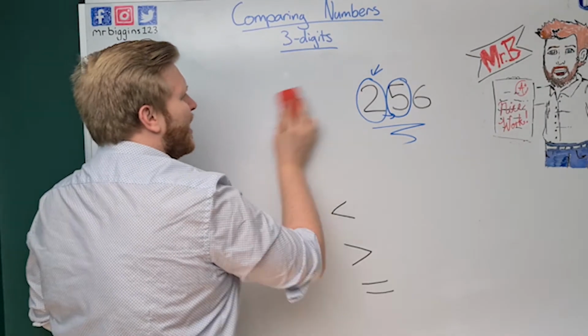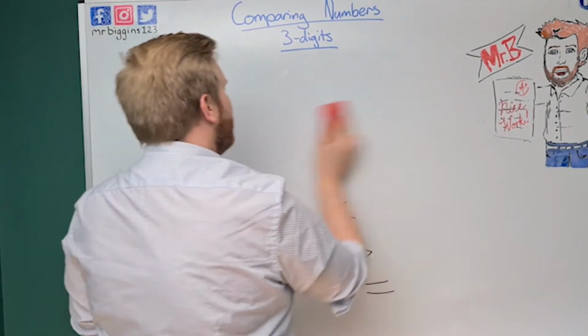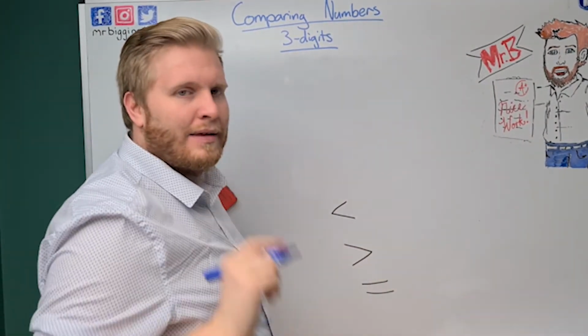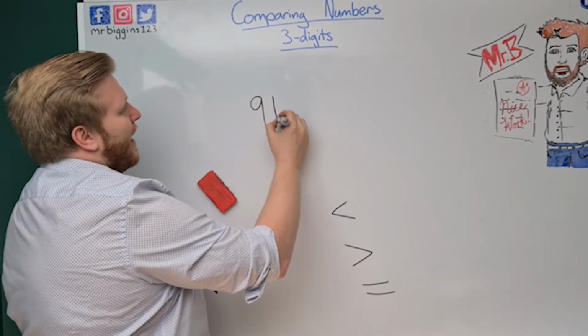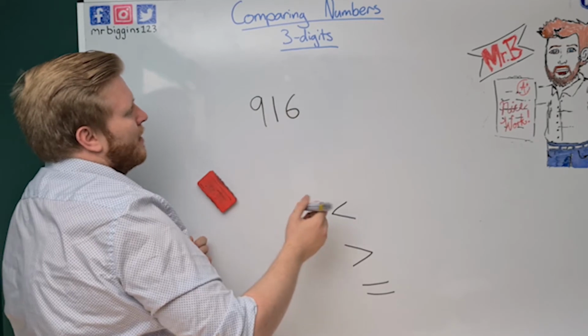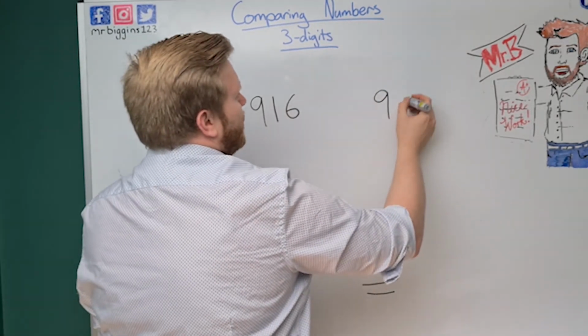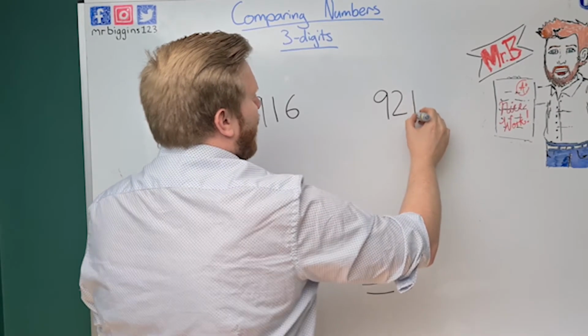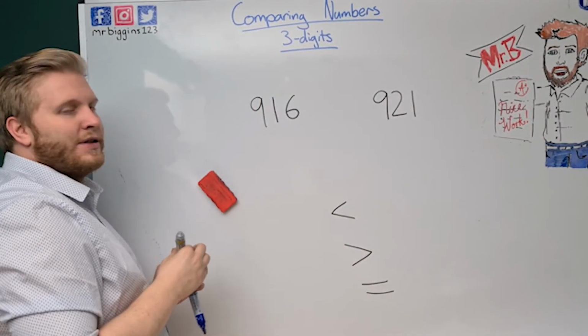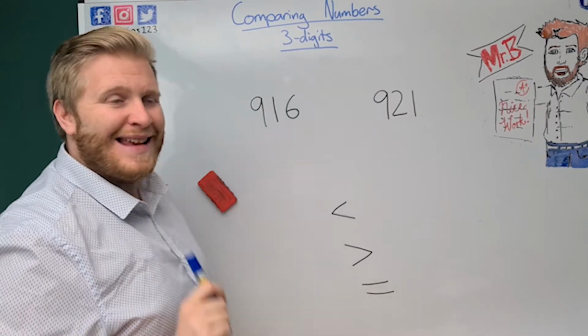So let's think though, what would happen? Well, let's do one more example like that. Let's get it in our head. Let's do 916 and 921. If someone said to me, which of those numbers is the smallest?